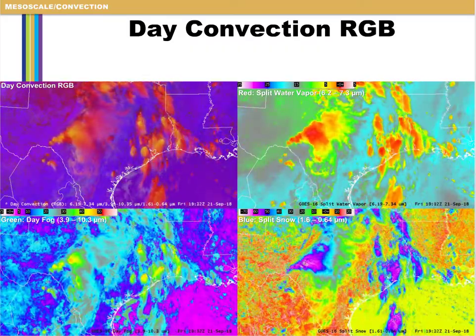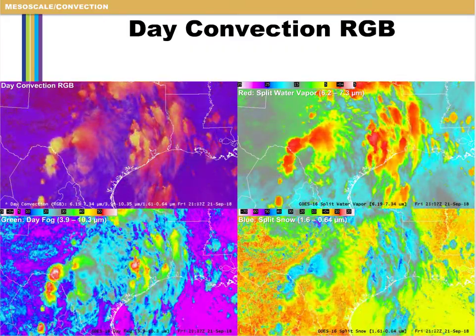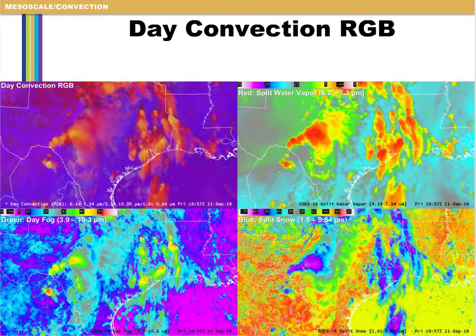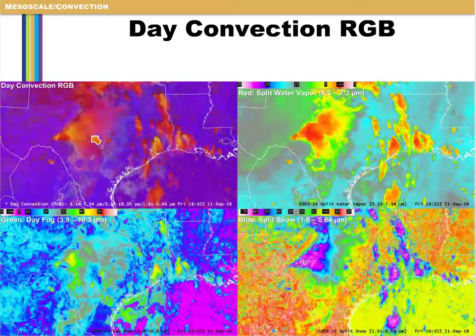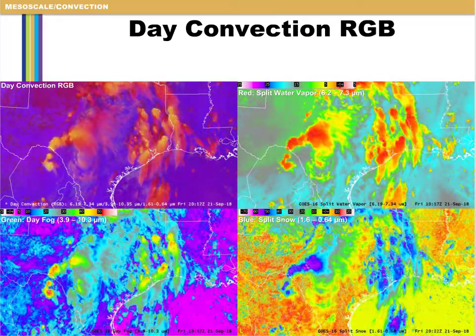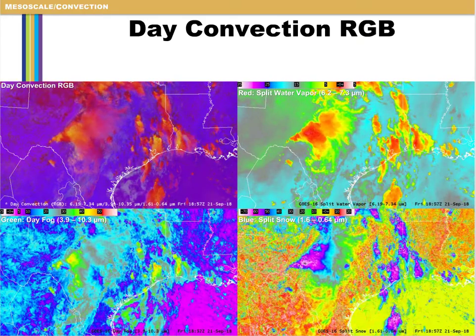Older or dissipating convection show up as orange or red, since the green component would be smaller due to larger ice particle size, and warmer cloud tops decrease the red component.